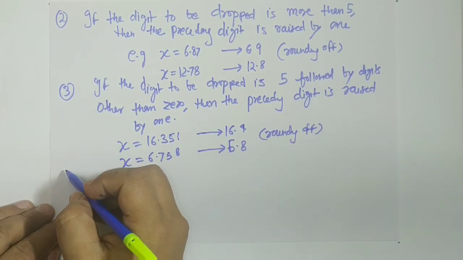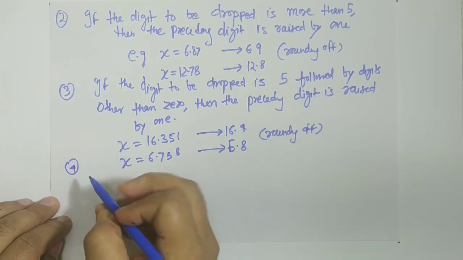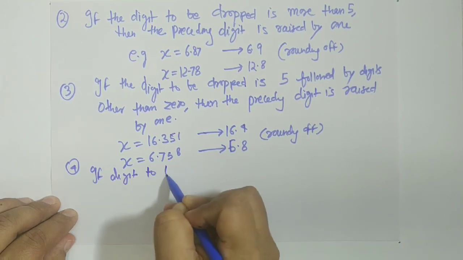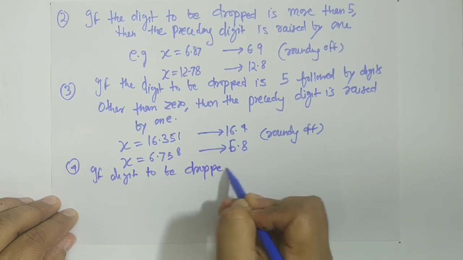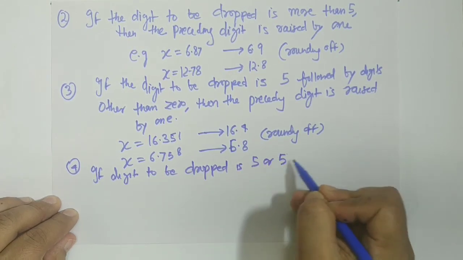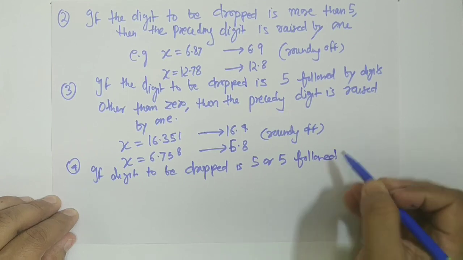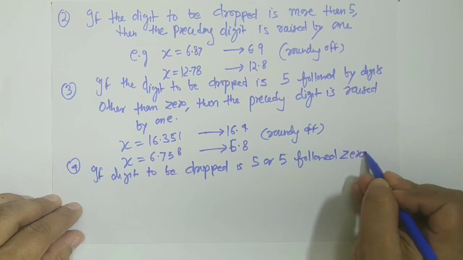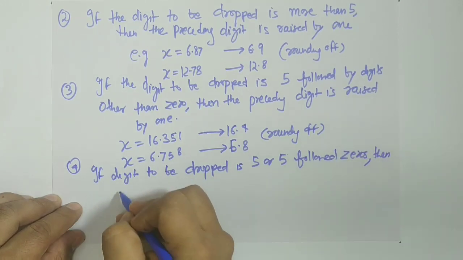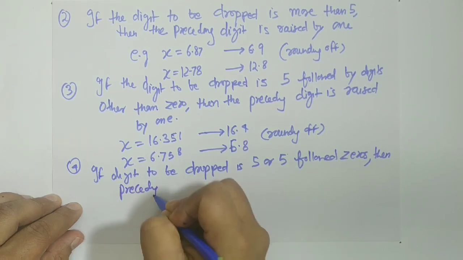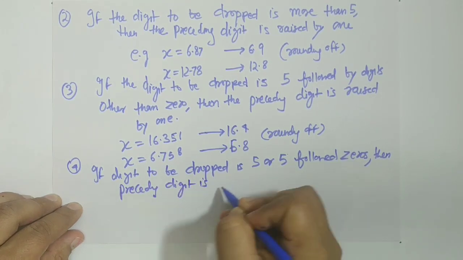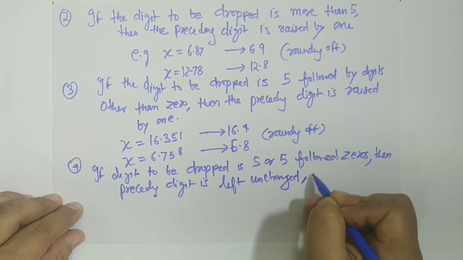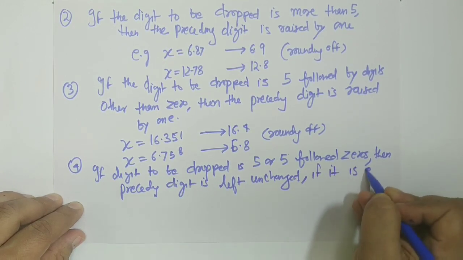And then rule number 4 says that if the digit to be dropped is 5 or 5 followed by zeros, then the preceding digit is left unchanged, but when? If it is even. So it is very important.